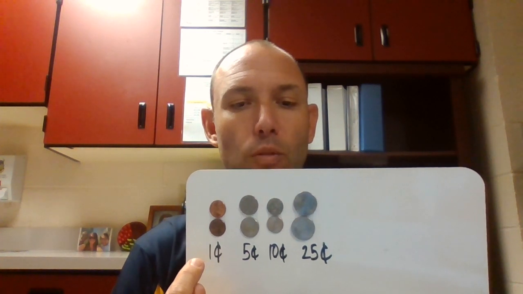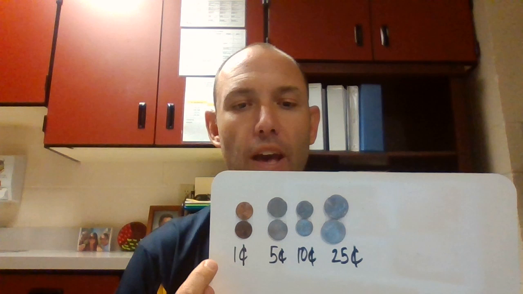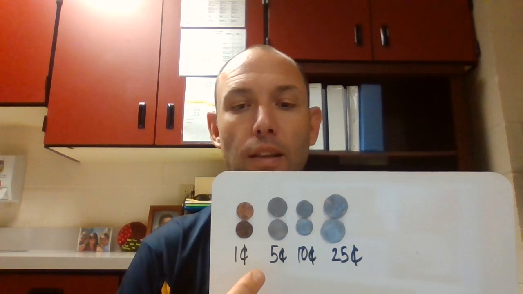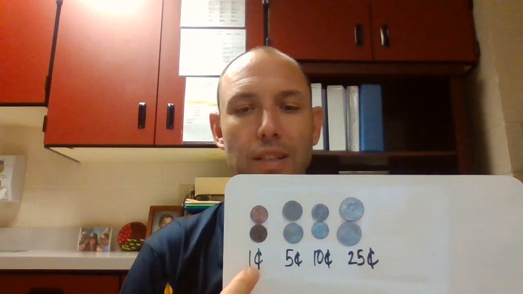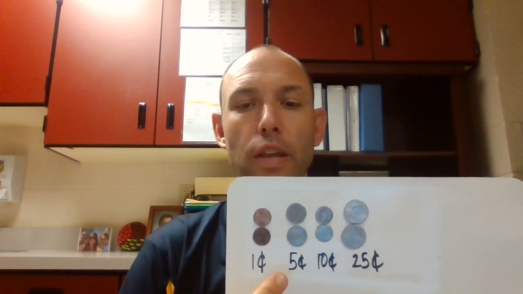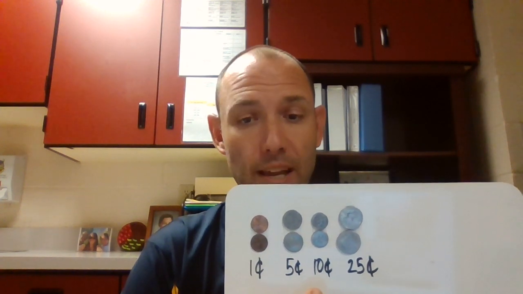My first one, 1 cent, that would be a penny. So we make sure anytime we have a penny, we count by ones. Next, nickels. They look very similar to quarters, but they're just a little bit smaller. Nickels are worth 5 cents. So when we see a nickel, we're going to count by fives. Next, this little guy, that is our dime. Dimes are worth 10, so we count by tens.